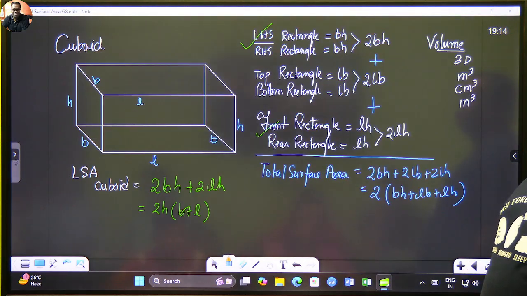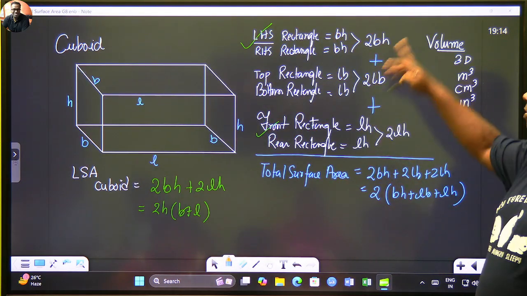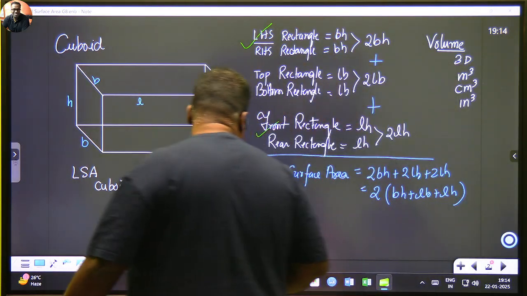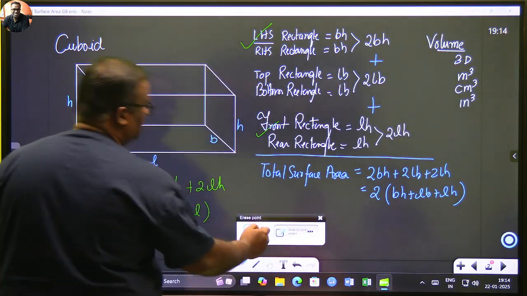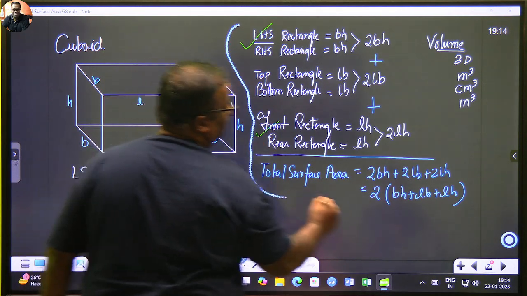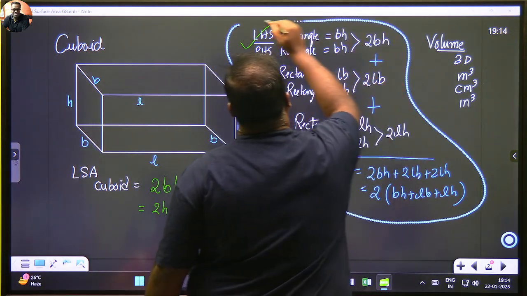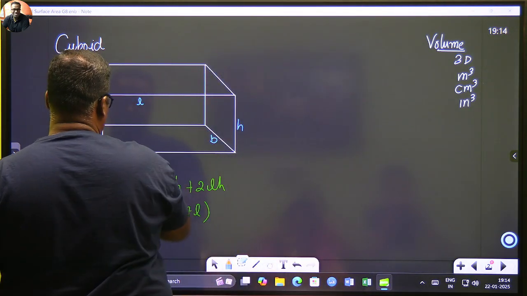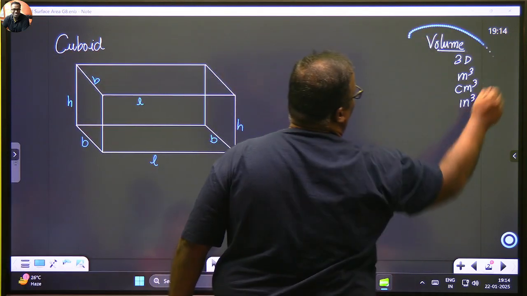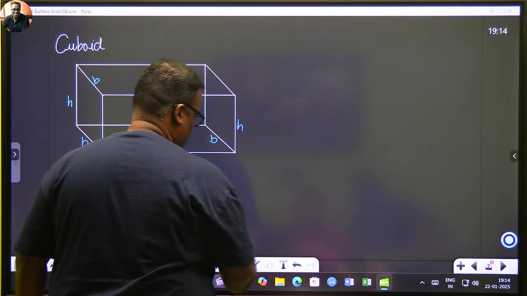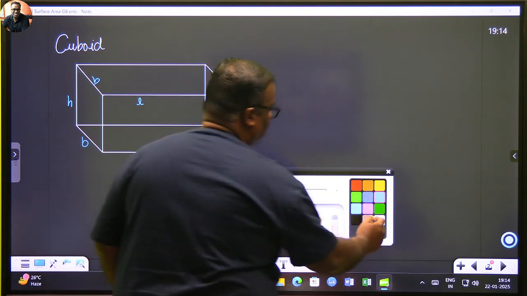Come back to the cuboid again. So we'll wipe out this portion. This area will be wiped out now. Let's wipe out the area part. Now we will concentrate on volume. Volume of a cuboid. Volume.